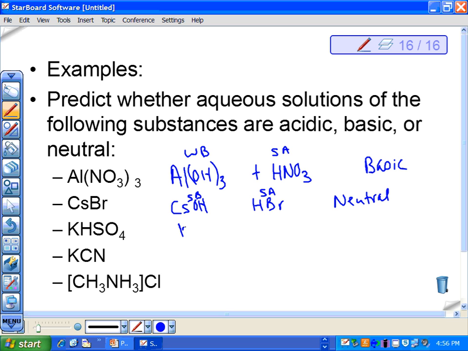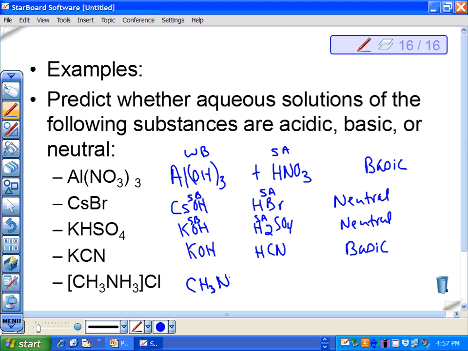This one's made from KOH and H2SO4. This is a strong acid, this is a strong base. This one again would be neutral. This one's made from KOH, a strong base, and HCN, hydrocyanic acid, which is weak. So this one would be basic. See if you can figure this one out. This one's probably made from an amine, which is a base, and hydrochloric acid. So therefore this one would be acidic. Simple as that. That's not hard.